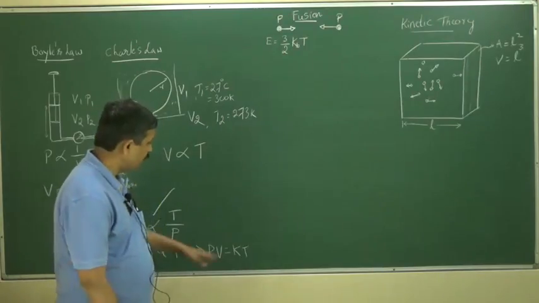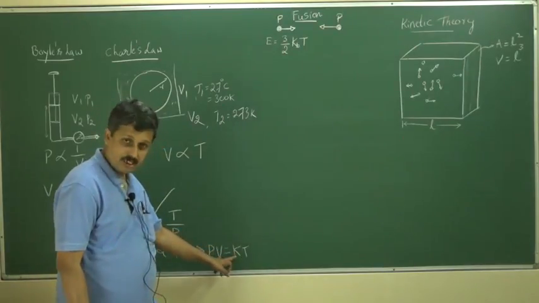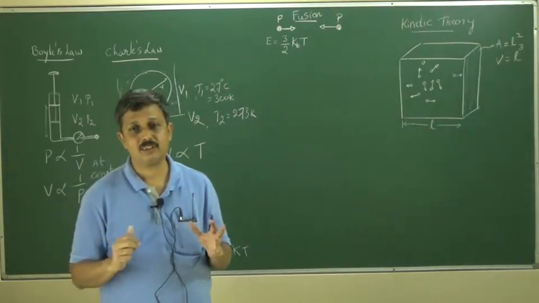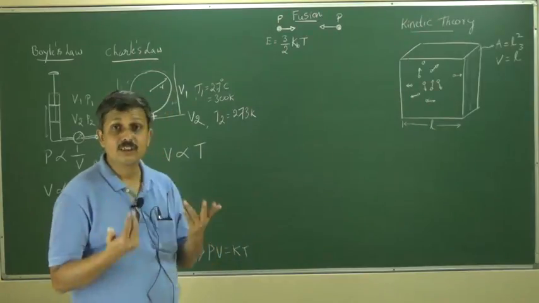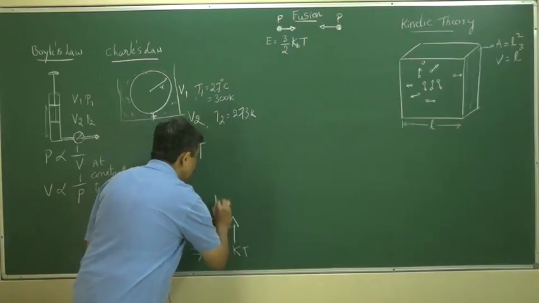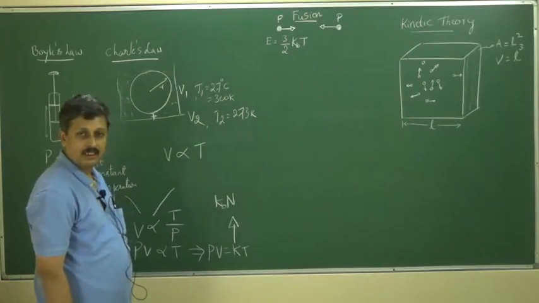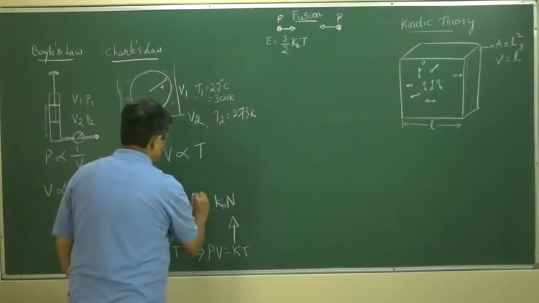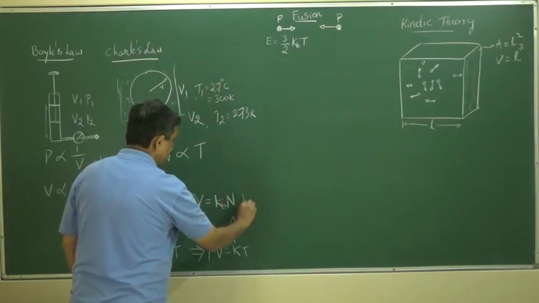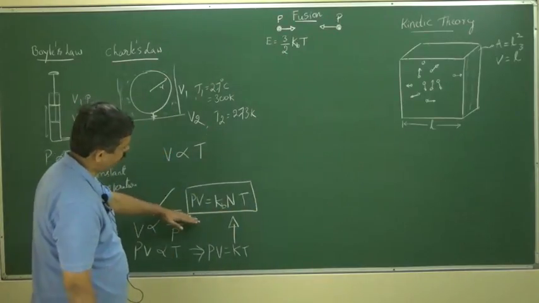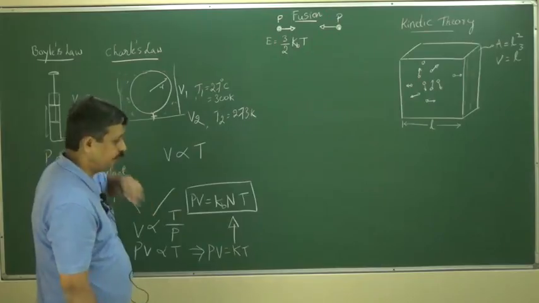And if you look at a micro level, what this K is, it depends on the number of molecules inside. And there is one more constant called Boltzmann constant which determines this. This K is actually the Boltzmann constant Kb into the total number of molecules N. So if you put these together, it becomes PV is equal to Kb into N into T. This is one formula which comes out of Boyle's law and Charles law.